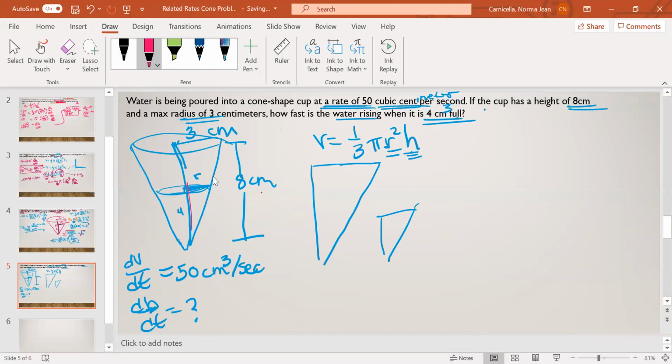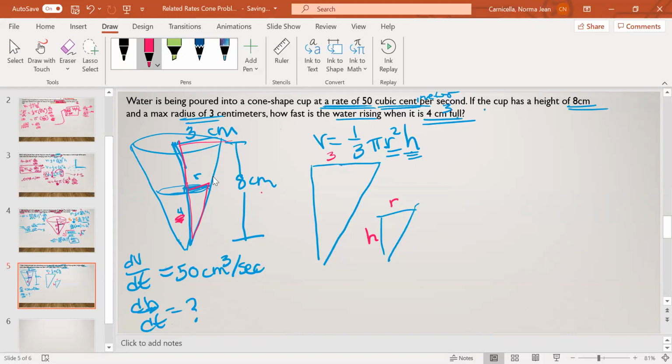That's this triangle and this big triangle. And I know this is 3. This is r. You want to use the 4 as height, but that's not what we're doing. Keep it in a variable, because they want to know how the height is changing at that height.